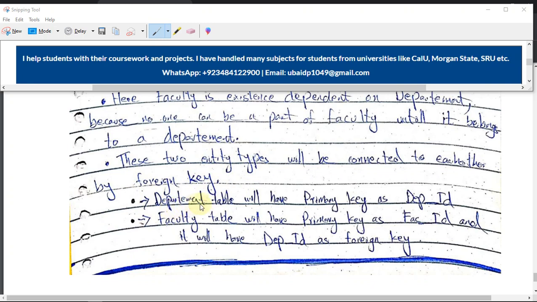The department table will have the primary key department ID. So I am giving the example. The faculty table will have the primary key faculty ID. So both tables have their own primary keys, and the faculty table will have department ID, which is the primary key of the first table, but here the department ID will be acting as the foreign key in the faculty table. And remember, this faculty table is existentially dependent on the department table.